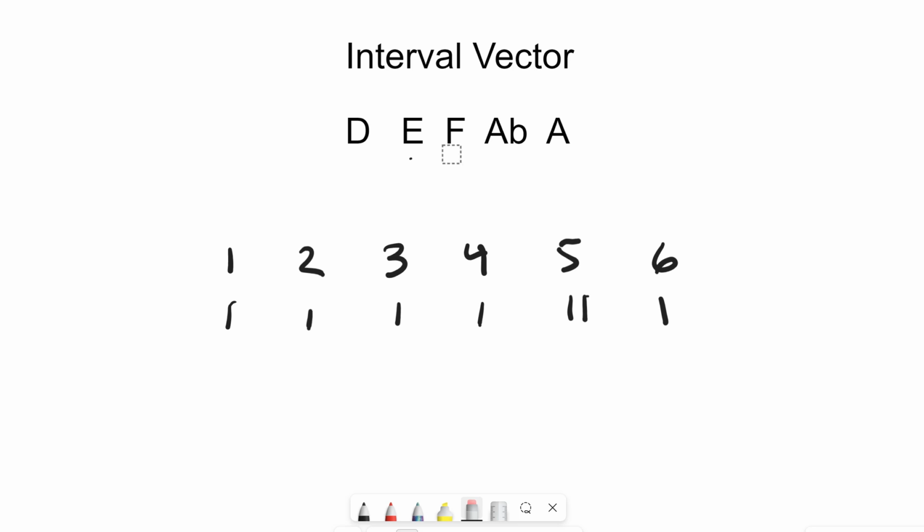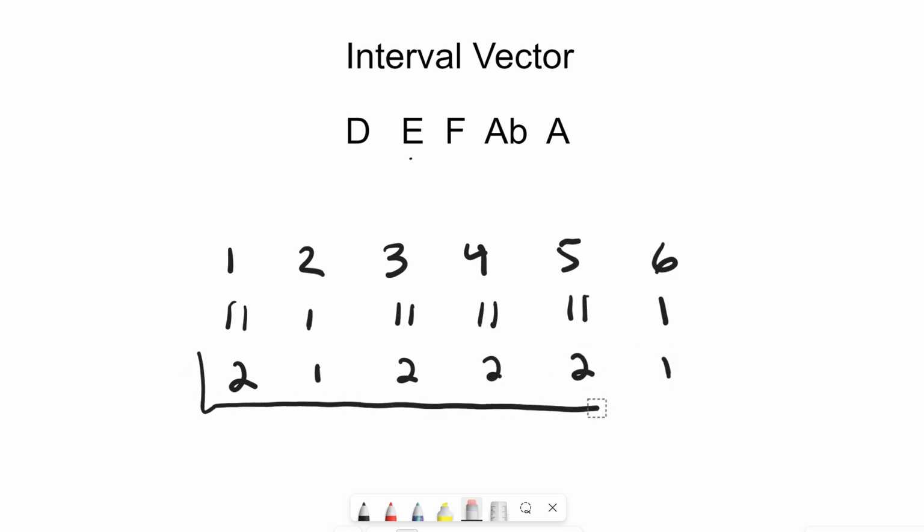So now we move over to F. F to A flat, that's a 3. F to A, that's a 4. And now we move over to A flat and do our last interval, which is A flat to A. That's a 1. So we have now the table. It's completed. It's 2, 1, 2, 2, 2, 1. So this is our interval vector.